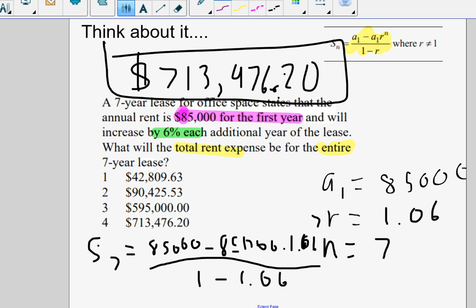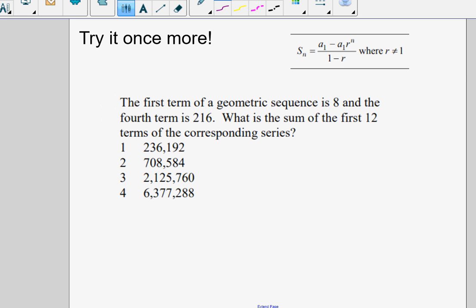All right, here's another Regents question. This one's got another trick to it too. The first term of a geometric sequence is 8, and the fourth term is 216. What is the sum of the first 12 terms of the corresponding series? I'm going to help you figure out r, and then you have to try and plug it into the series formula on your own. So the trick to this one is that we know the first term is 8, and we know that the fourth term is 216, but we don't know what the terms in the middle are.